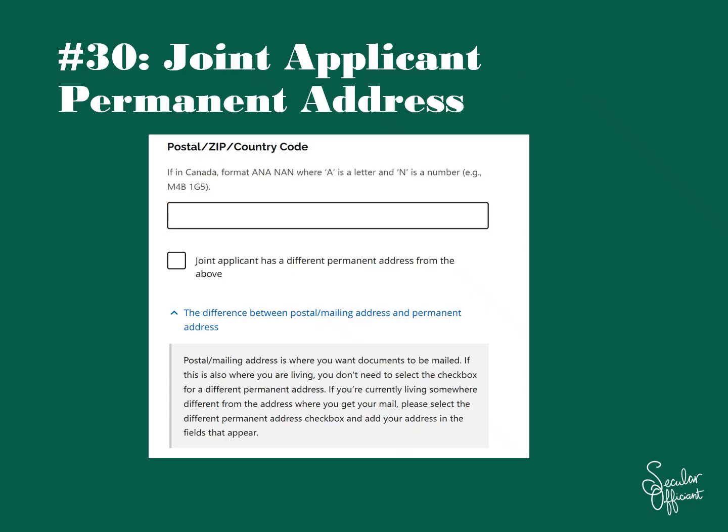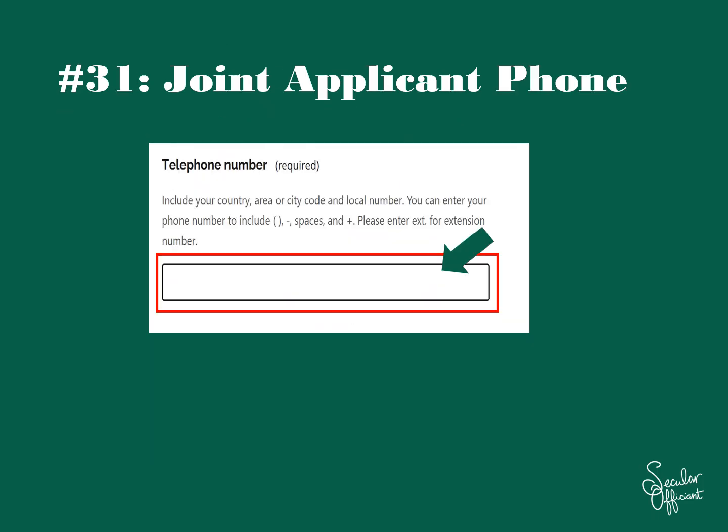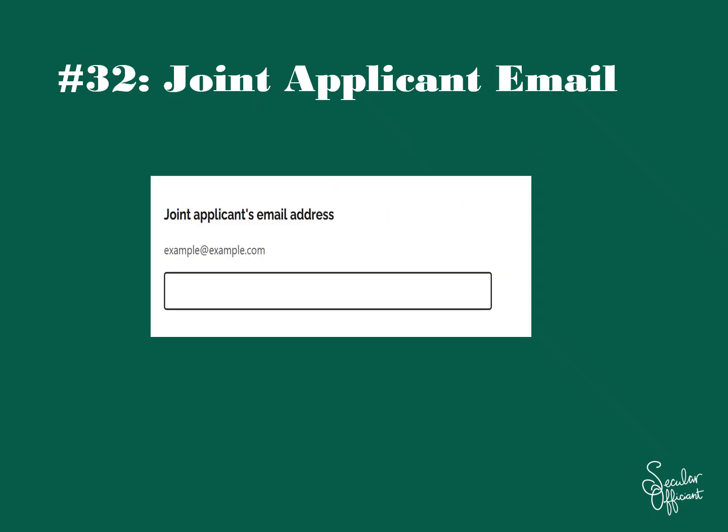Step 30 is indicating if your partner has a different permanent address. If that's the case, select the square box and input their permanent address. Step 31 is inputting your partner's telephone number. Step 32 is inputting your partner's email.